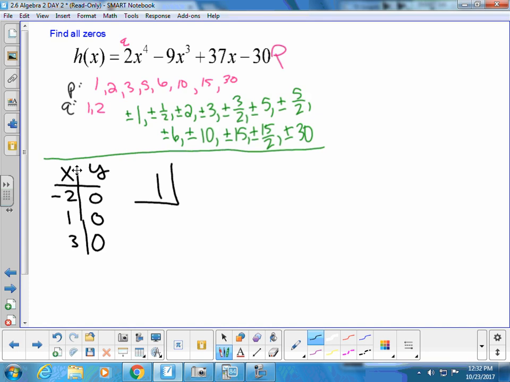Do we need a 0 in our setup? Yes. Between the cubic term and the linear term, we're missing the x squared term, so that's the 0.